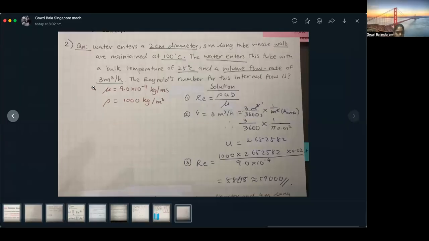I will just share the screen again, the one I have sent just now. Okay, this is the question. The water enters a 2 centimeter diameter, 3 meter long tube whose wall is maintained at 100 degrees Celsius. Water enters this tube with a bulk temperature of 25 degrees Celsius and volume flow rate of 3 meter cube per hour. Reynolds number for this internal flow is. It doesn't look like there's anything difficult in it.